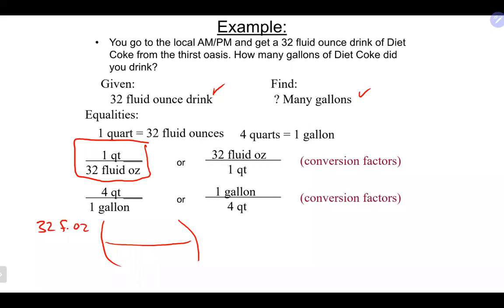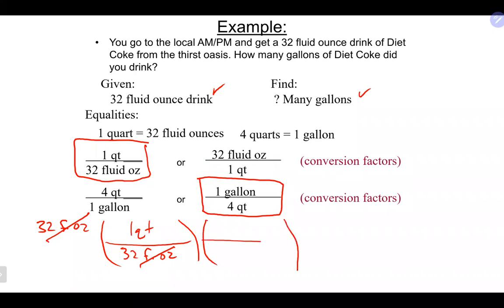to quarts. So on the bottom here, we get 32 fluid ounces. Up on top is a quart. If I stopped right at this point, the fluid ounces in terms of the units would cancel. The importance of setting up like this is we have quarts up on top. So now we know to get rid of quarts, we need to put quarts on the bottom. So we would then use the conversion factor there on the right to do that. Opposites cancel. So we're going to, on the bottom there, go with 4 quarts and 1 gallon.